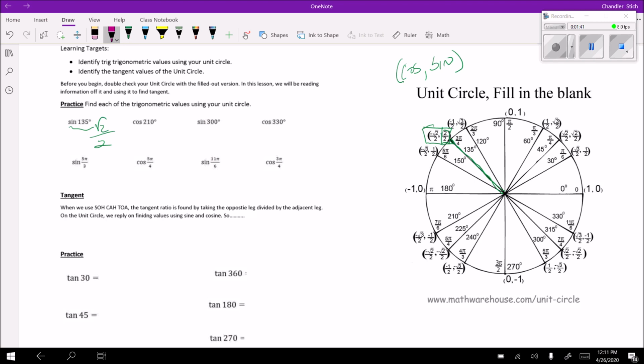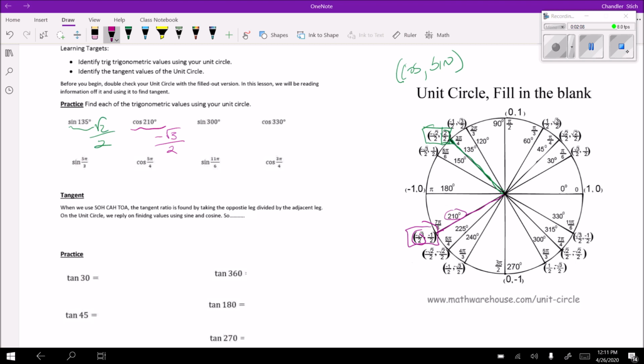Another one, cosine of 210. So I go over to 210, which is right here. Alright. So I got 210. Here are my two coordinate points. Cosine, sine. So this first one right here would be my cosine, which is negative square root of 3 over 2. Okay, and you could obviously keep going on the rest of these.